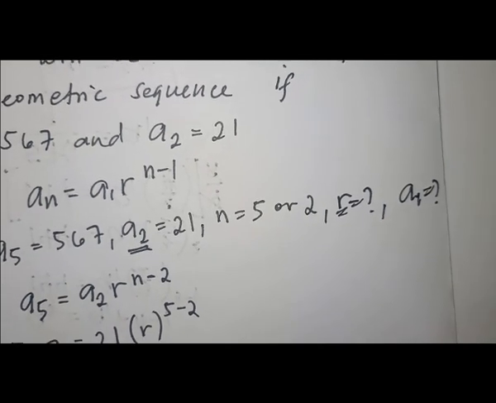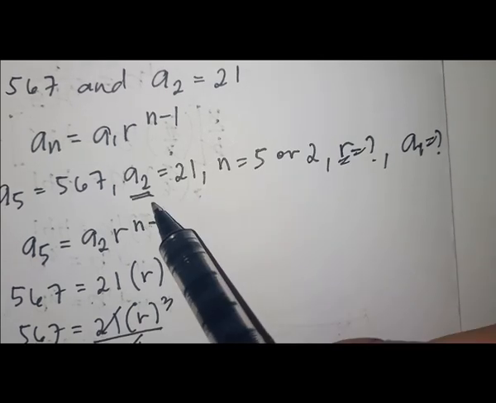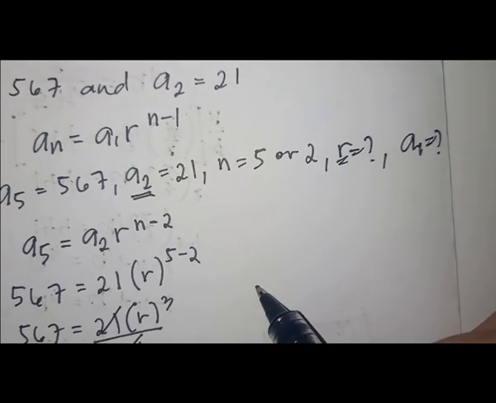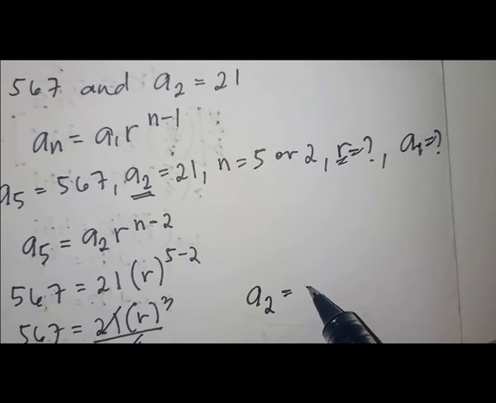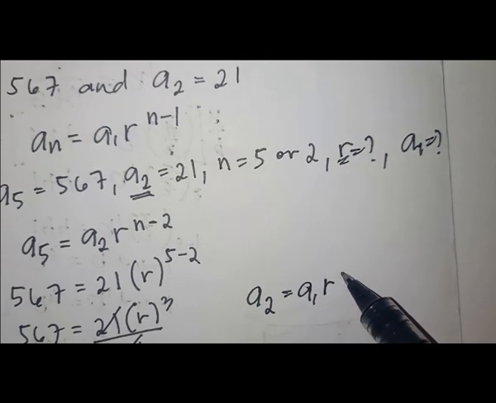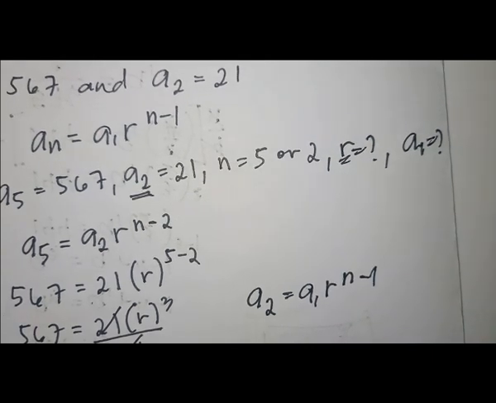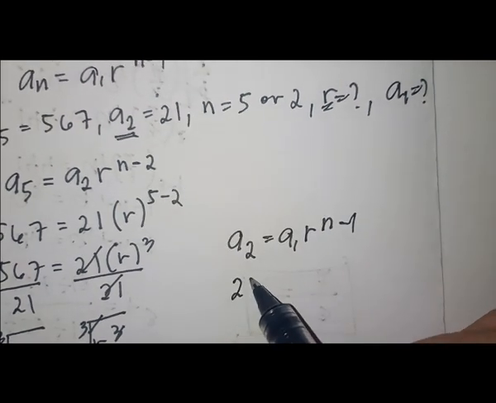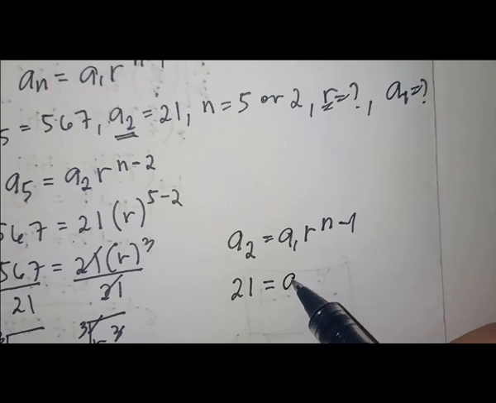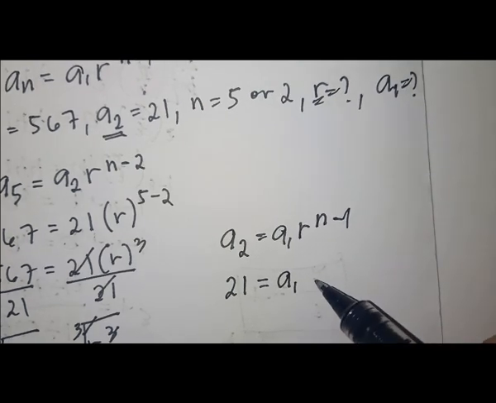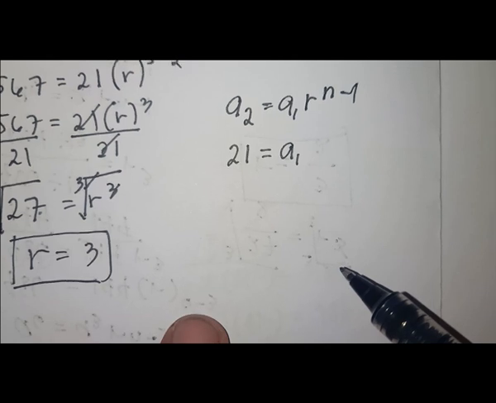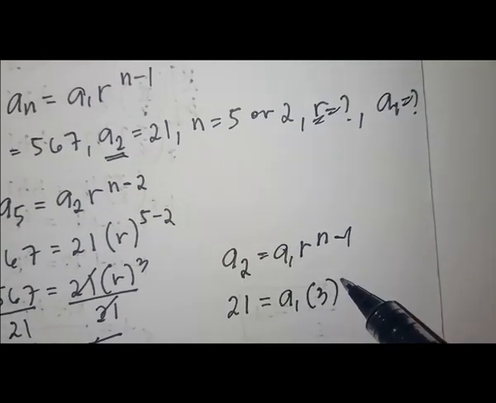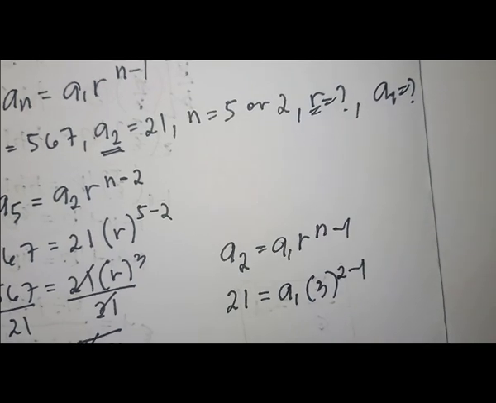Gaya ng sinabi ko kanina, mas madaling gamitin yung term na mas malapit sa first term. So dito, ang magiging equation natin, A sub 2 is equal to A sub 1 times r raised to n minus 1. Okay? Ang value ng A sub 2 na meron tayo ay 21 equals unknown na ang ating A sub 1. Ang r na nakuha natin based on our computation ay 3. Ang n natin ay 2 minus 1.